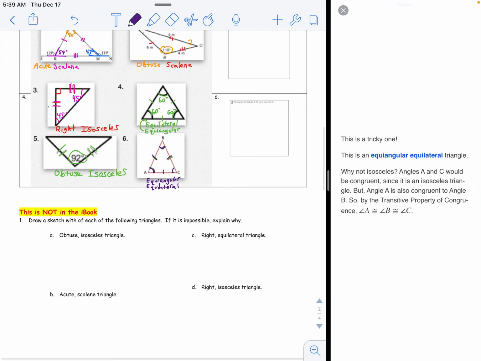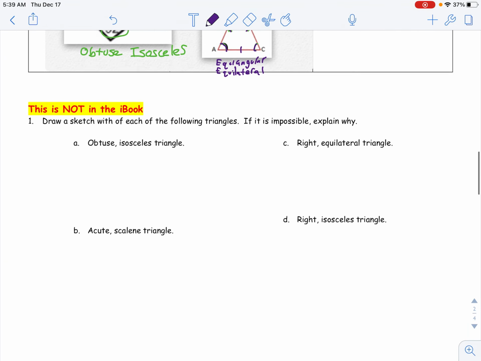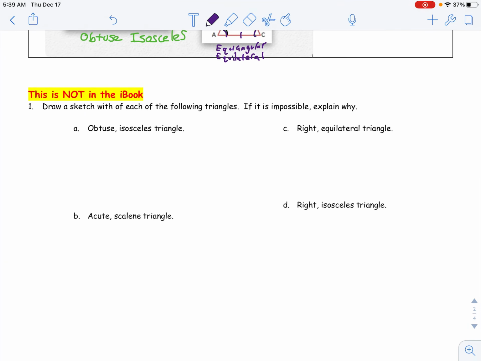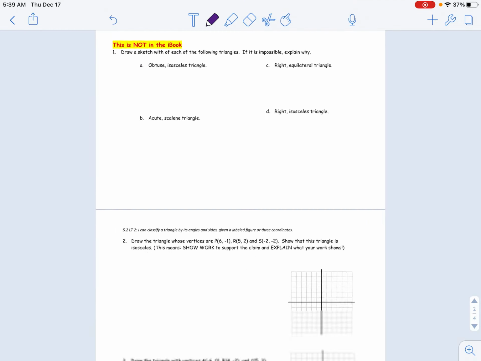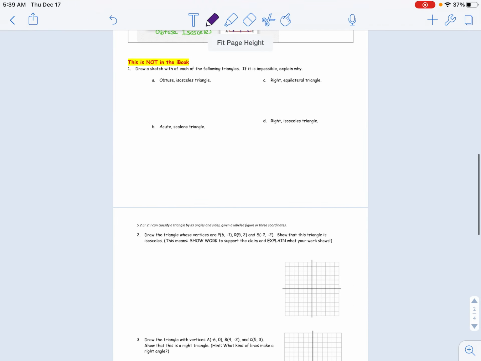All right, so not in the iBook. Now we're just going to freestyle this. We're going to draw and sketch each of the following triangles. If impossible, explain why. So this actually will pick up in the next video for people that were doing the iBook.